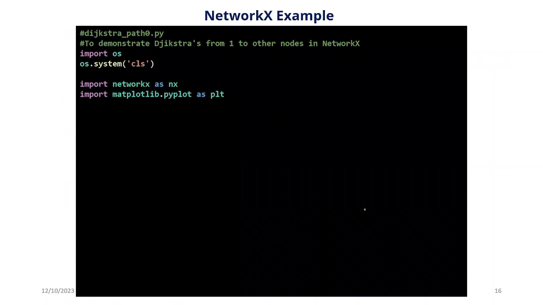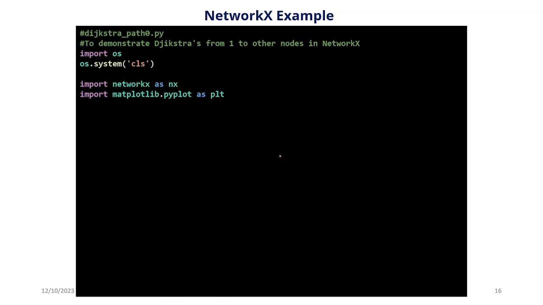Now we'll look at the NetworkX example. So I'm going to call it Dijkstra's part 0 to demonstrate Dijkstra's shortest path from node 1 to other nodes in NetworkX. This program is pretty long, not because we are implementing Dijkstra's algorithm itself. Most of the length of this program is for the purpose of plotting the graph. That's what makes the program long. Dijkstra's algorithm, as you will see, is already inside NetworkX, but I have not figured out a direct way of just plotting the output in the form of a graph. So I have to write some code to actualize that, as we will see in the program.